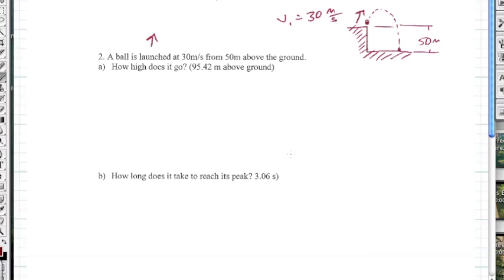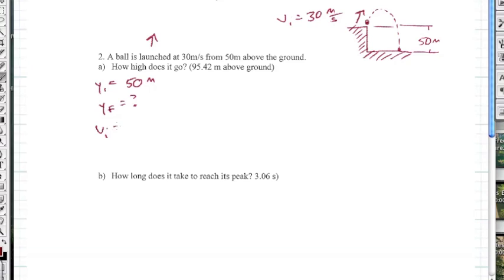Okay. So our question is, how high does it go? So what we want to find is our delta y. Actually, no, we're not finding the delta y. We want to find the y final, right? Because we're given the initial y. So y initial, that is the actual position, is 50 meters. Our y final, that's what we don't know.